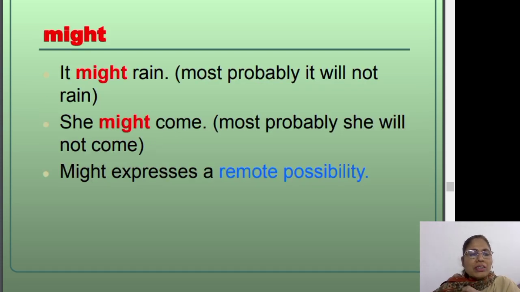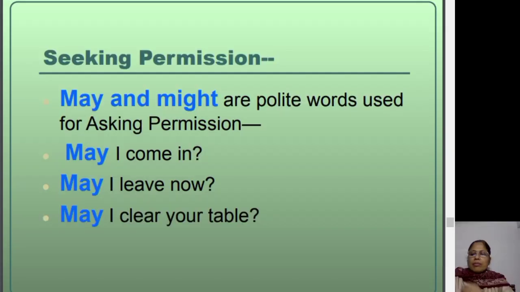Usage of might. It might rain, but most probably it will not rain because there is a remote possibility. She might come. Most probably she will not come. Hence, might expresses a remote possibility, means that the likelihood of this happening is very less.